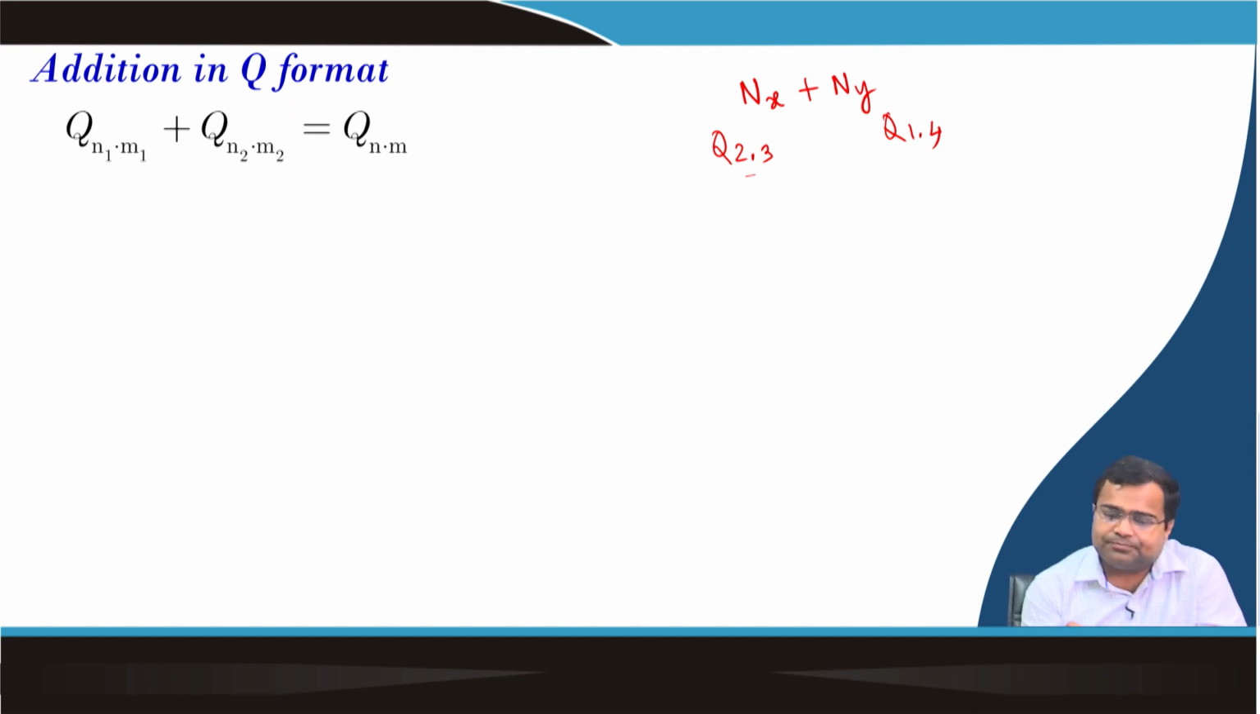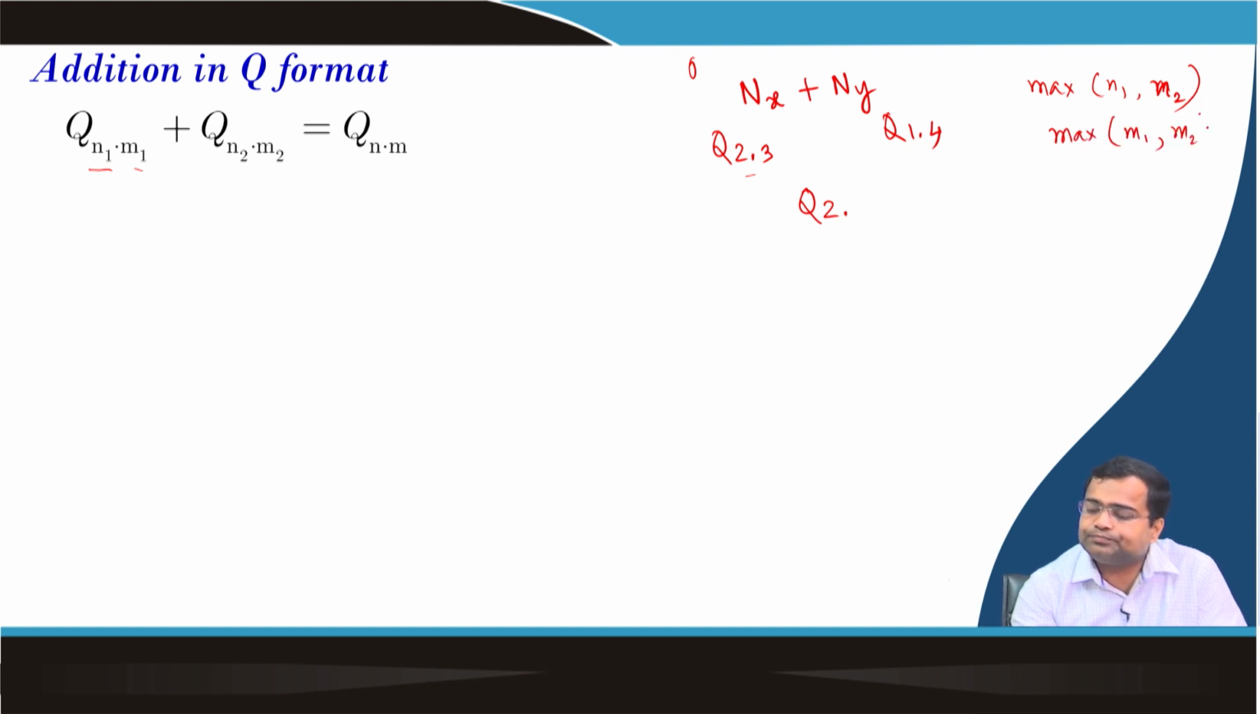So, for addition, in this case with n1.m1 and n2.m2, we have to take the max of n1, n2 for the integer bits. What is the maximum? Here it will be 2. So, you need to convert to something like 2 dot. Similarly, the max of m1, m2, and the max will be 4. Now, the question is, how can we convert this to this?